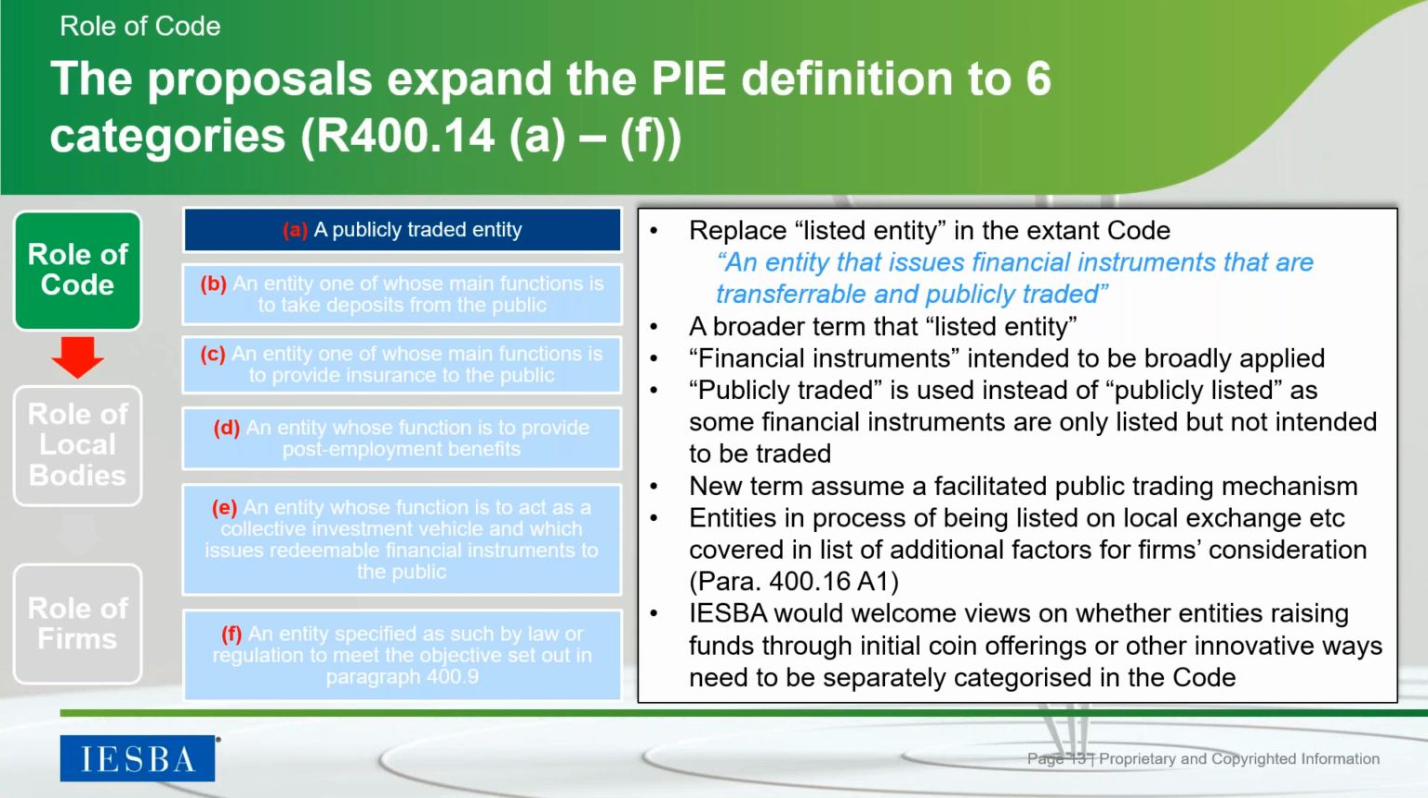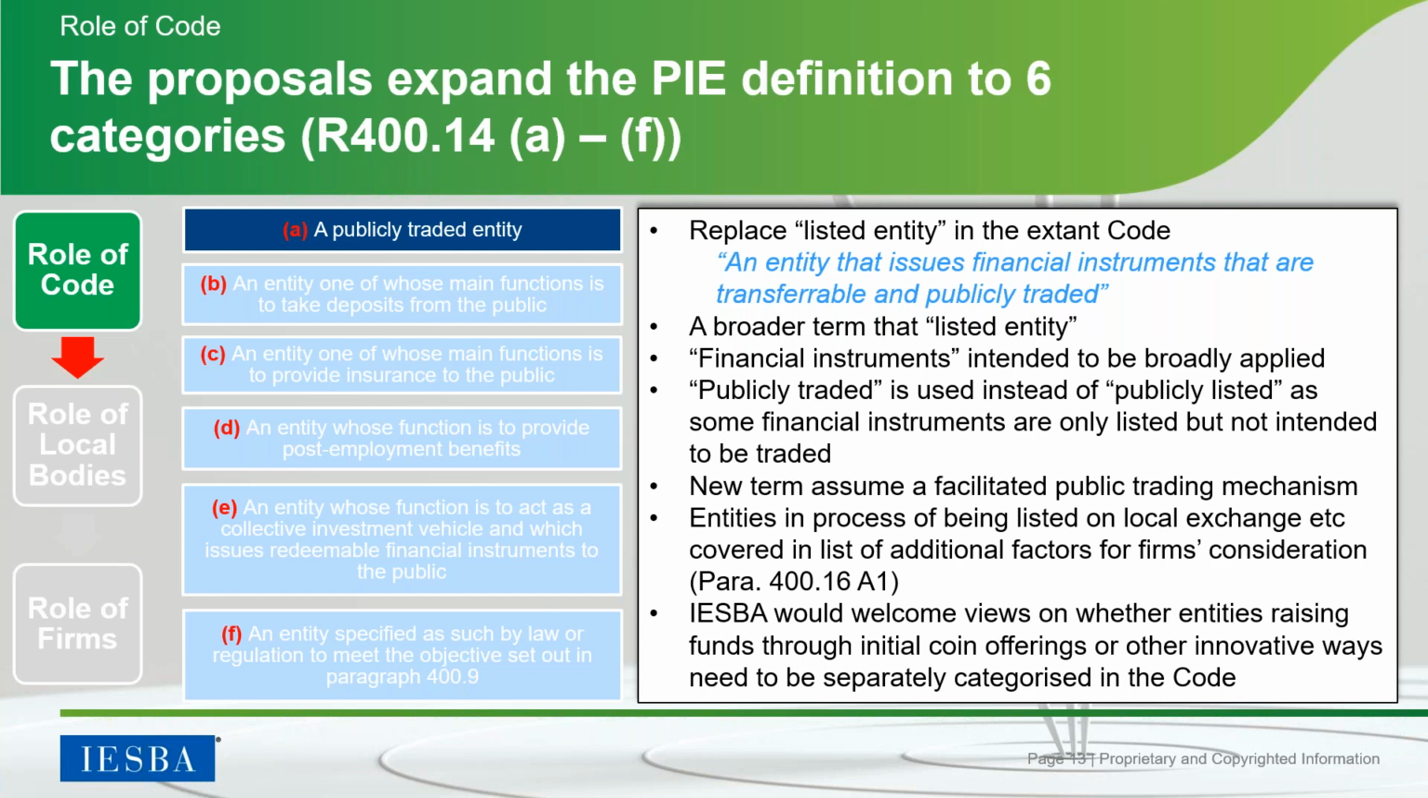Financial instruments is also intended to be broadly applied, so it includes warrants, includes shares, it includes bonds. Publicly traded, we use instead of publicly listed. Some financial instruments are listed but not intended to be traded. There are a number of, for example, that I'm aware of, which are listed for tax reasons but held entirely intra-group and not traded. So we didn't want to capture those. We do assume there's some sort of facilitated public trading mechanism. In other words, people can buy and sell their shares without going themselves and seeking a purchaser in order to transact.